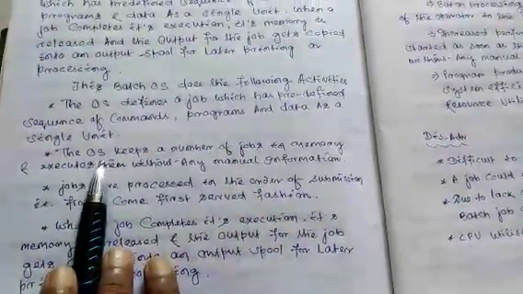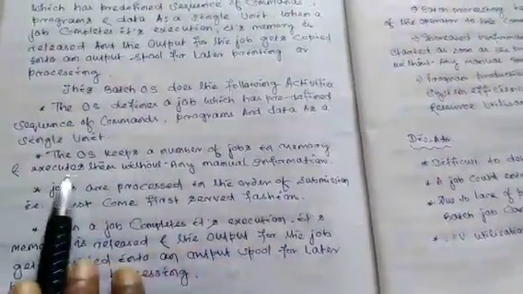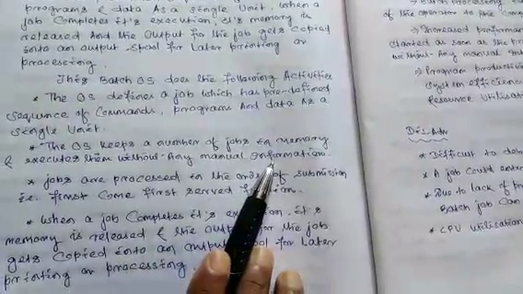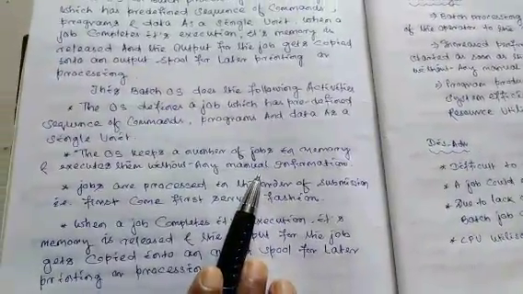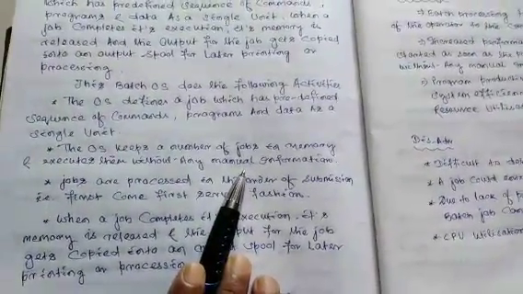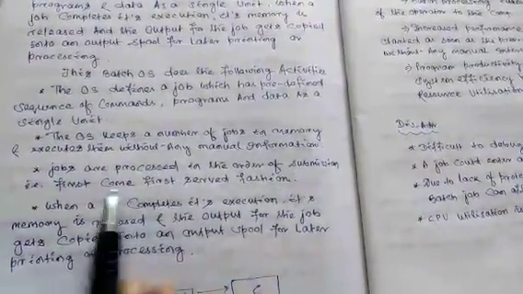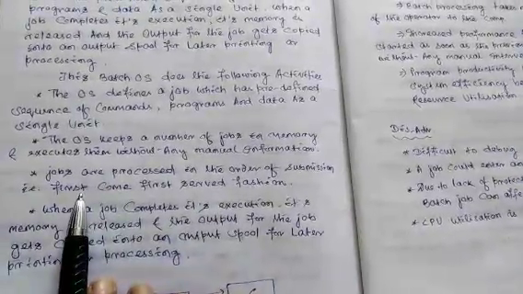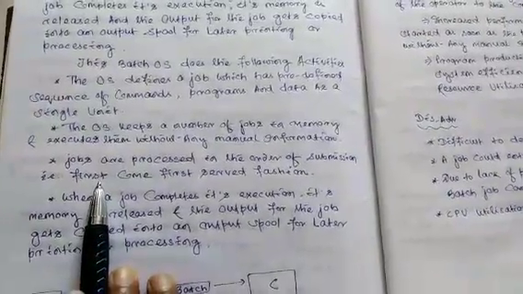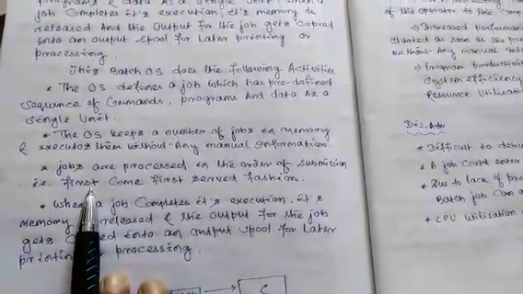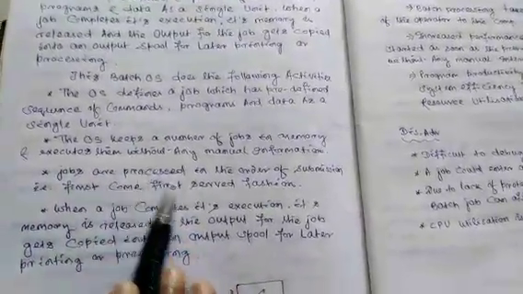Second, this operating system keeps a number of similar jobs in memory and executes them without any manual intervention. It will not wait to receive a command from the user, meaning they can be processed automatically without user interaction. Jobs are processed in order of submission, in first come first serve fashion. The job that arrives first is processed first, and the last job is processed last.